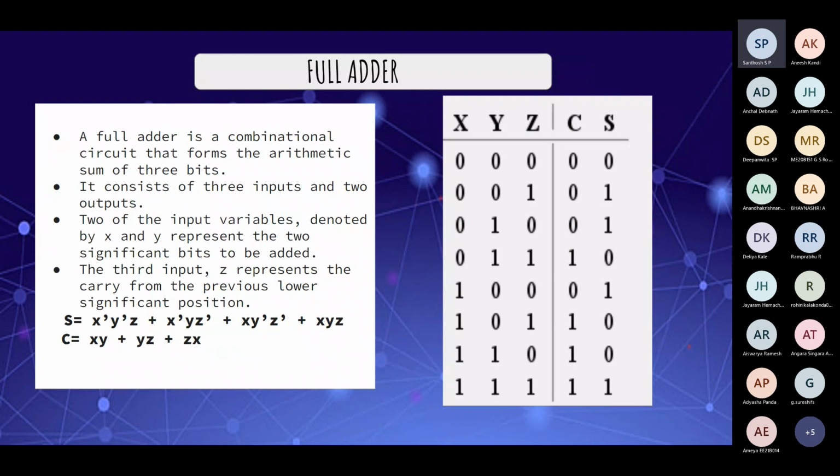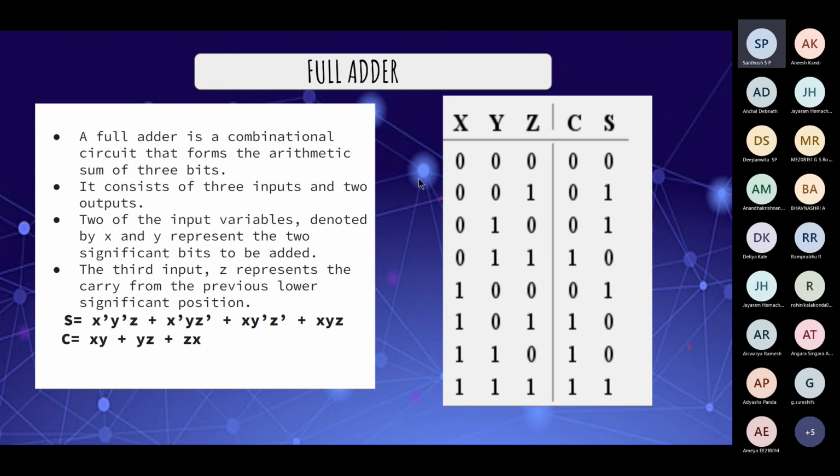Now we'll move on to full adder. You can think of full adder as an upgraded version of half adder. It is a combinational circuit that forms the arithmetic sum of 3 bits. So in half adder we had 2 input bits, and we calculated the sum and carry. But now we have 3 input bits, X, Y, and Z. We can label the inputs as X, Y, and Z, and the outputs as carry and sum as before. So it has 3 inputs, X, Y, Z, and 2 outputs, carry and sum, C and S.